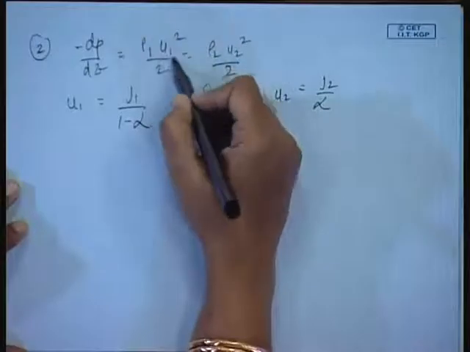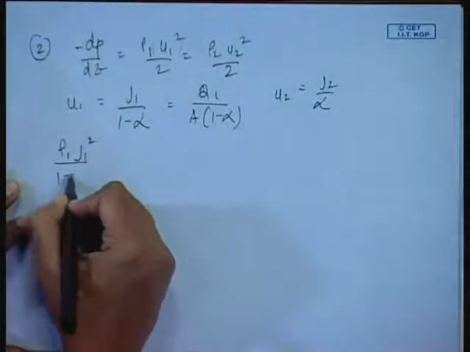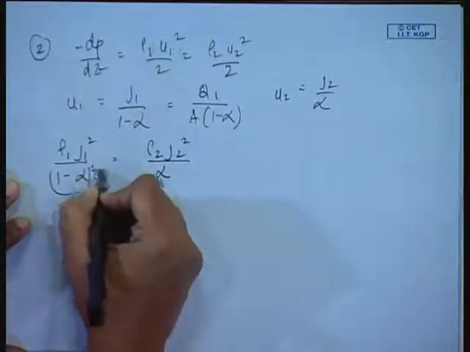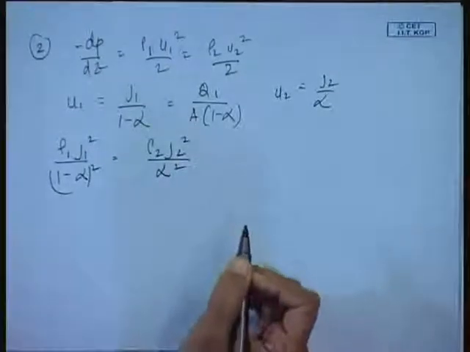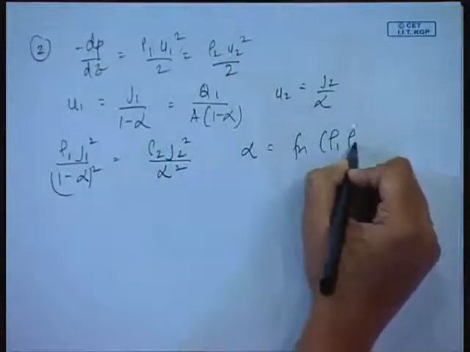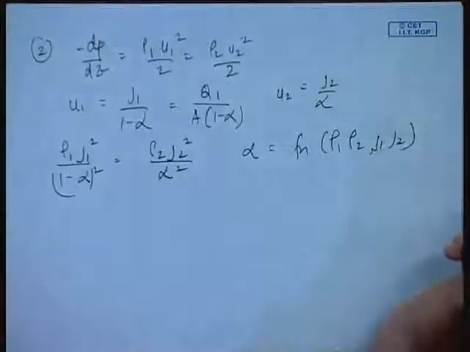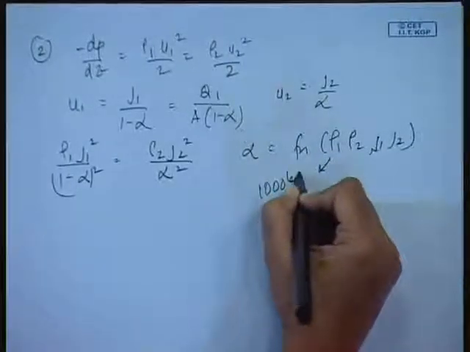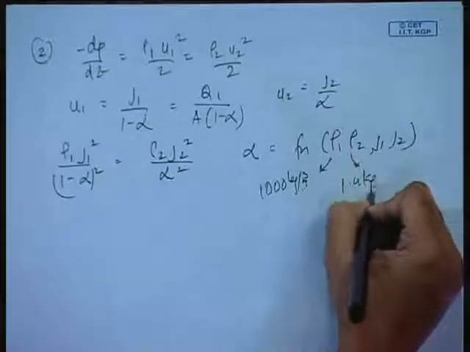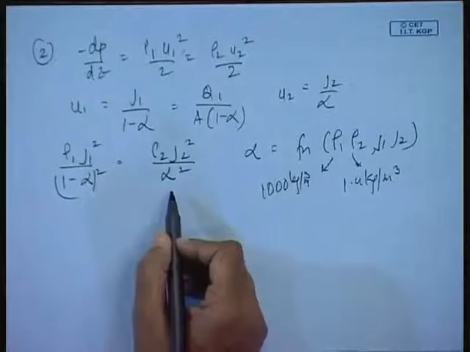So, instead of rho 1 u 1 square, what can we write? We can write rho 1 j 1 square by (1 minus alpha) equals rho 2 j 2 square by alpha. Can we write down this equation, yes or no? Once we write it down, we can find alpha as a function of rho 1, rho 2, j 1, j 2. Rho 1 and rho 2 you already know, air and water: rho 1 is 1000 kg per meter cube, and rho 2 you can take as 1.4 kg per meter cube. J 1, J 2 you can find out. So you can find an expression for alpha using this equation.